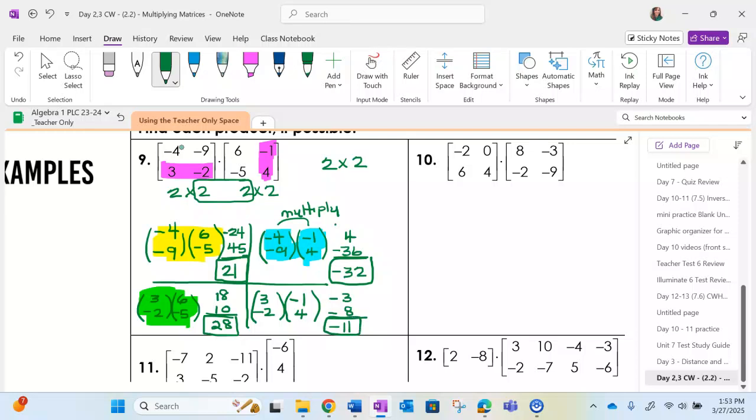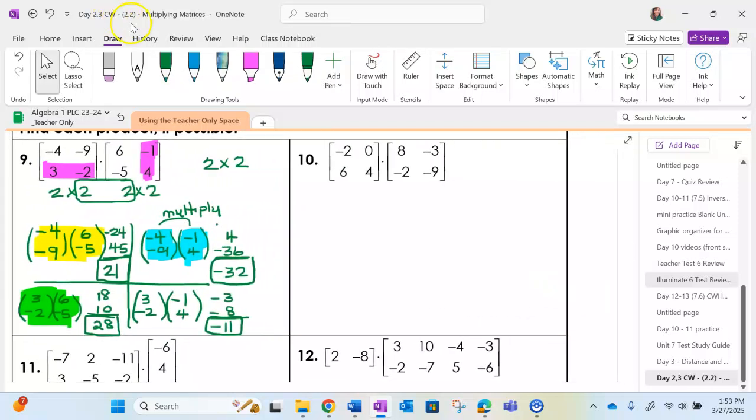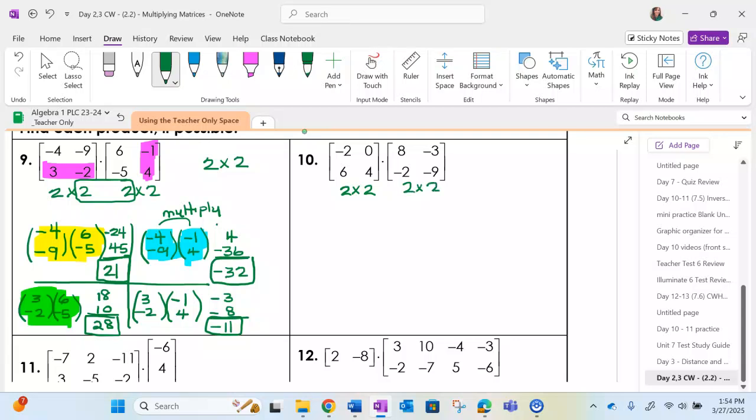All right, let's try number 10. So let's make sure this is a 2 by 2. So I'm going to write down 2 by 2. This is also a 2 by 2. Those are the same. So my resulting one is a 2 by 2. So here we go. I'm going to make it big enough so that I have enough room. Again, just like here, we're starting row 1, column 1.